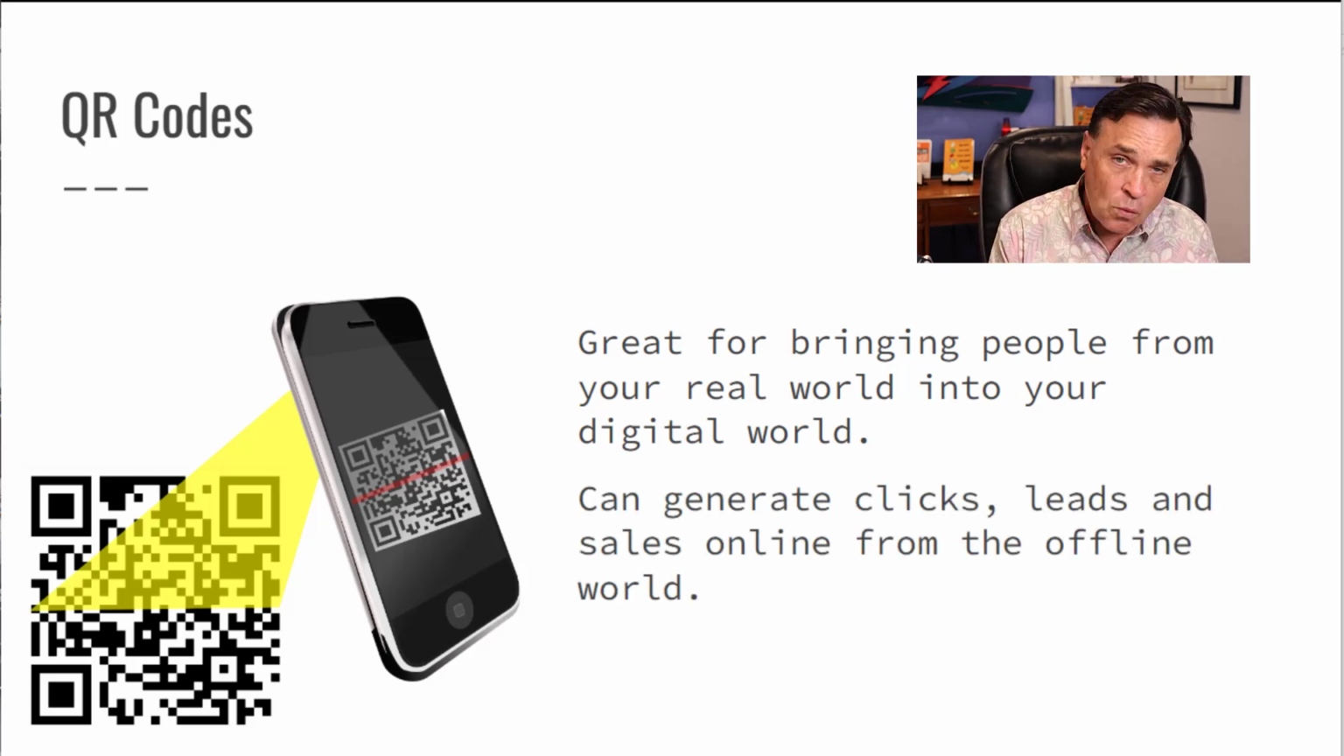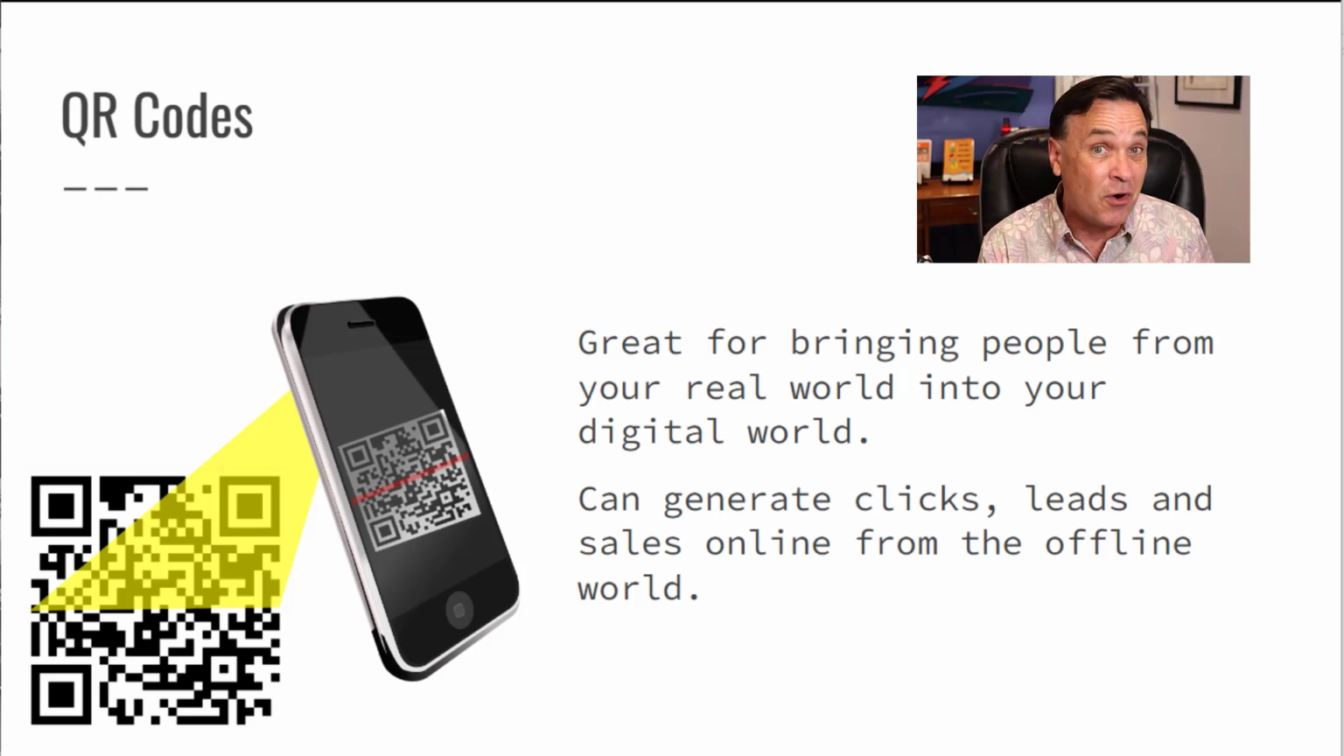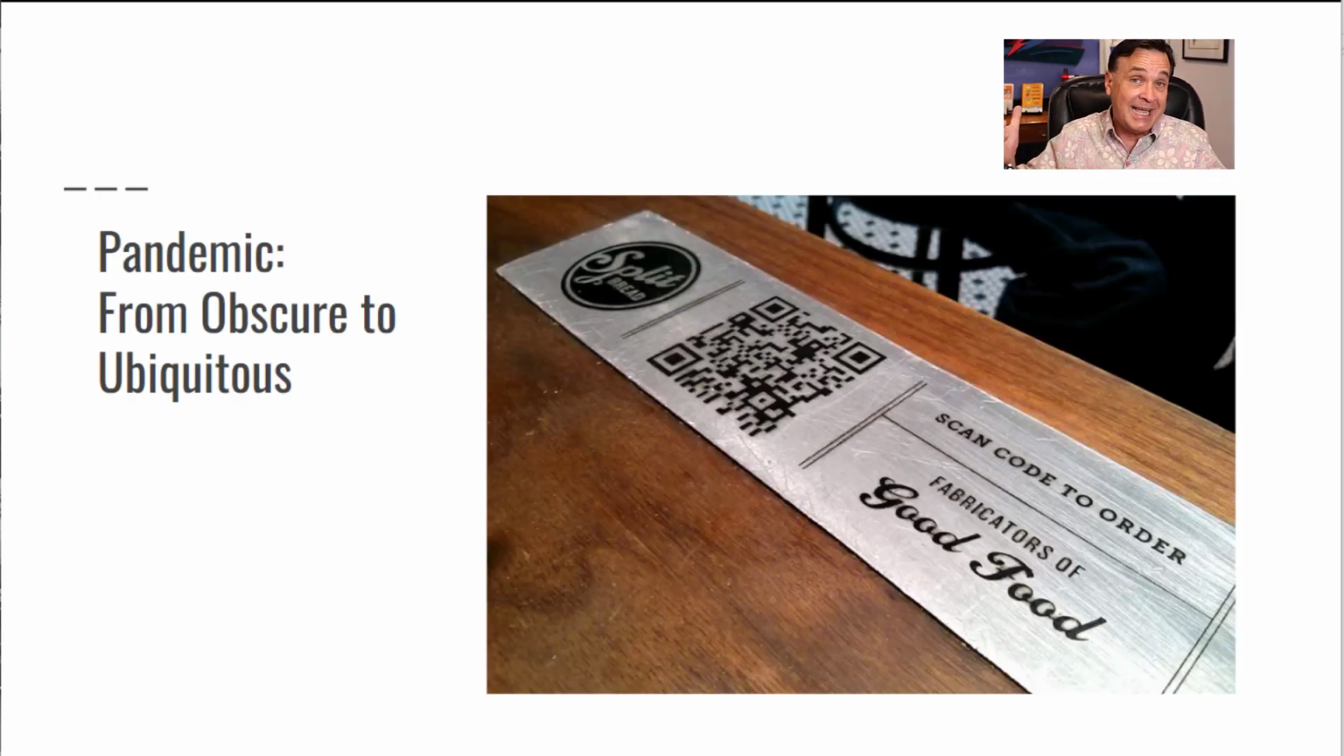Now, what's great about this is that with QR codes, you can generate clicks, you can generate leads, you can generate sales, all from the real world, the offline world, into your online world. It's a great way to do exactly that. Now, of course, as I said, these things have been around since way before the pandemic, but they were somewhat obscure. But during the pandemic, because we were all using QR codes, for example, at restaurants to read menus and so forth, they've become ubiquitous. And because they've become so ubiquitous and now people understand what they are and how to use them, they are so much more powerful as a marketing vehicle.